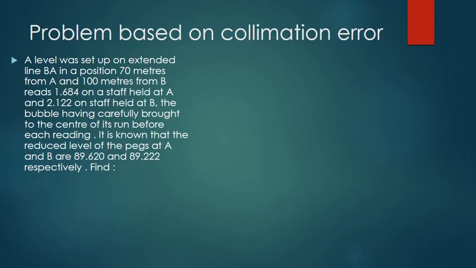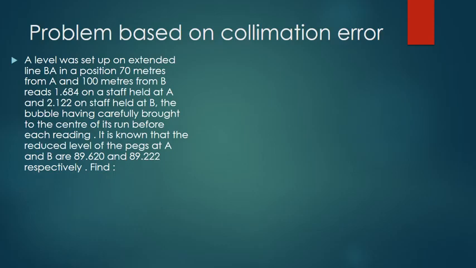Now here a level was set up on the line BA, where BA has to be produced, the extended line. Then the level is set up 70 meters away from A and 100 meters away from B. The staff reading at A is 1.684 and the staff reading at B is 2.122.